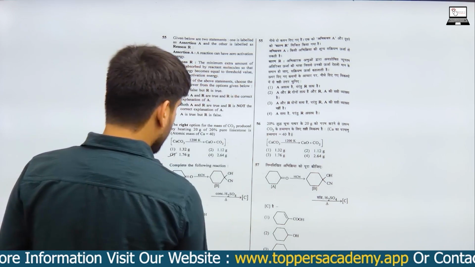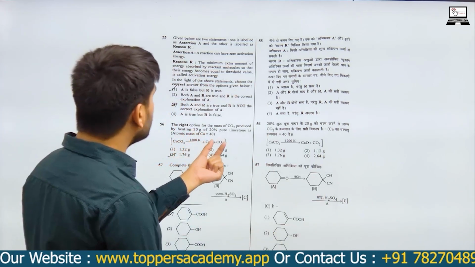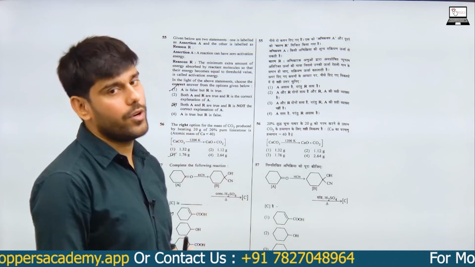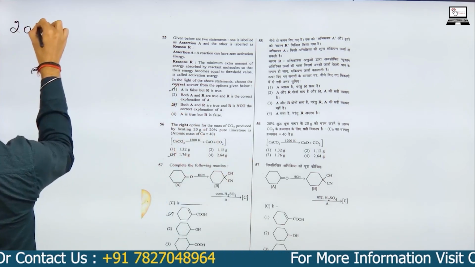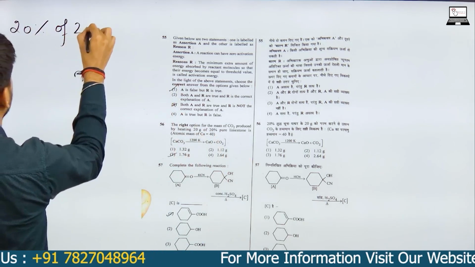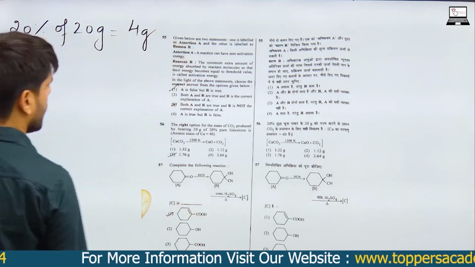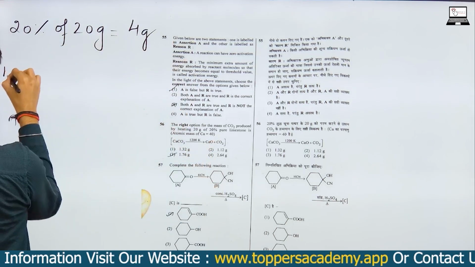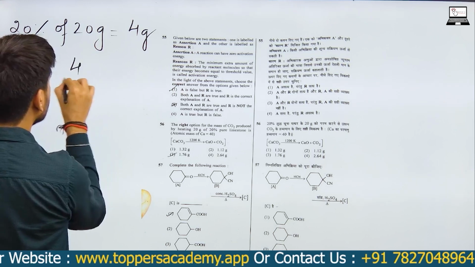Next question is the right option for the mass of CO2 produced by heating 20 gram of 20% pure limestone. Now, 20% of 20 gram is basically 4 gram. And we can find out the number of moles. So moles of limestone is given mass upon molar mass.